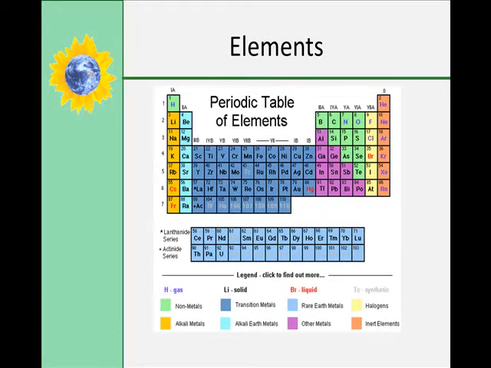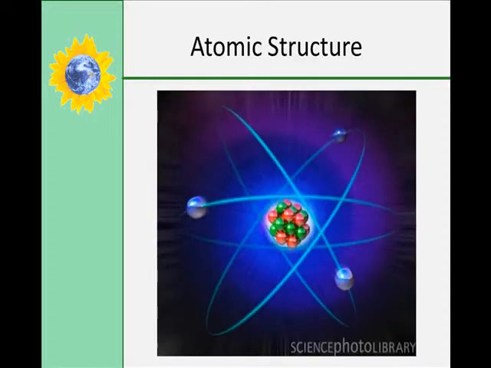Elements are substances that cannot be changed into simpler substances by chemical reactions. And as you can see here, elements are organized on a table called the periodic table. The nucleus of an atom contains charged particles called protons, which are positively charged, and neutrally charged particles called neutrons. The nucleus, together with those protons and neutrons, makes up more than 99.9% of an atom's mass.